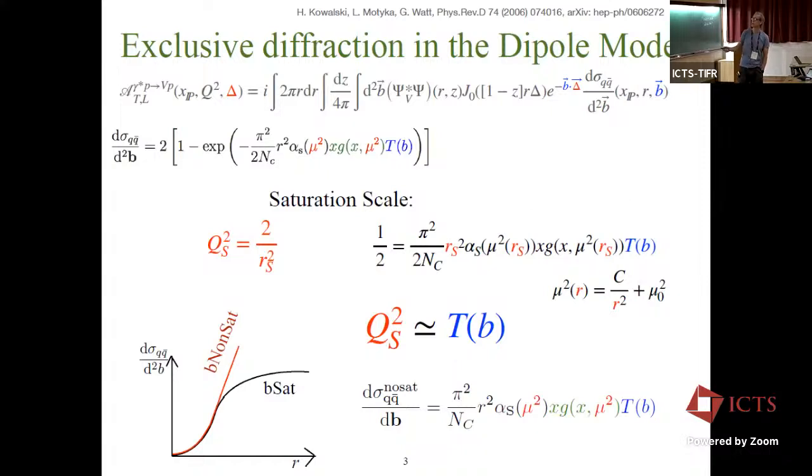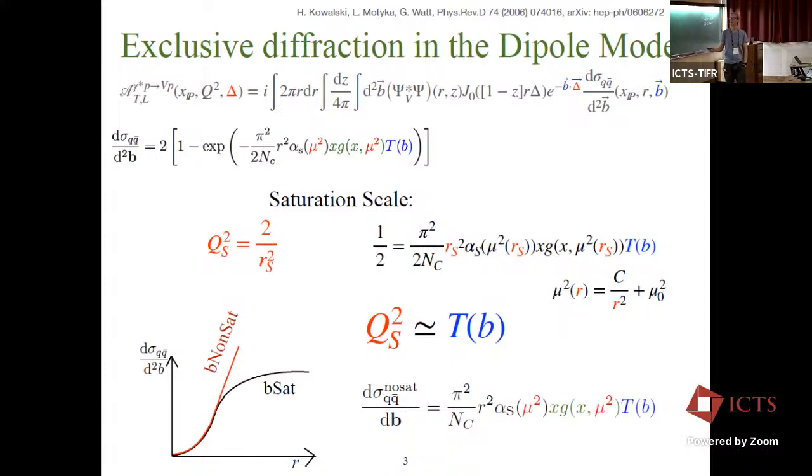This gives you a definition of a saturation scale, Q_s squared, which is 2 over r_s squared, where r_s is the saturation radius of the dipoles. We get that by setting whatever is in the argument here in the exponent to 1/2, and solving for r. You should keep in mind that this mu squared, the factorization and renormalization scale, contains r. It's a function of r, the dipole size. So if we solve that for r_s, we get the saturation scale. And roughly speaking, the saturation scale is then proportional to the thickness function.